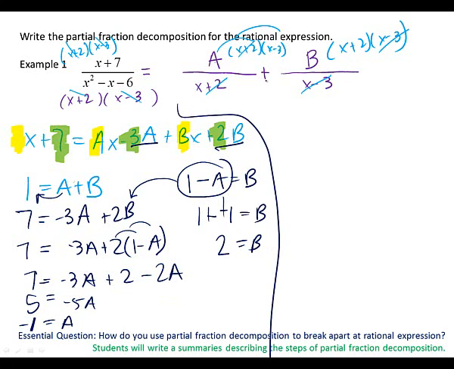Positive 2. All right, so now I'm going to rewrite these fractions that I had, pretend we didn't cancel them. What am I going to plop back in there for the A? -1 over x plus 2. And what am I going to plop in for the B? 2 over x minus 3.